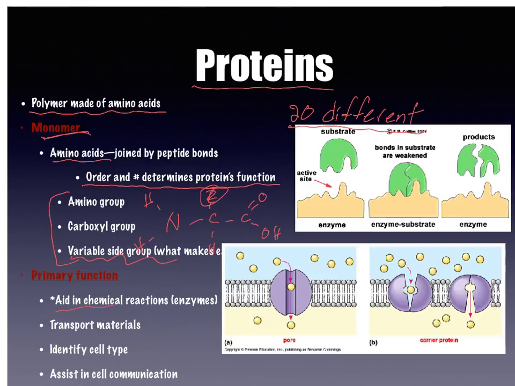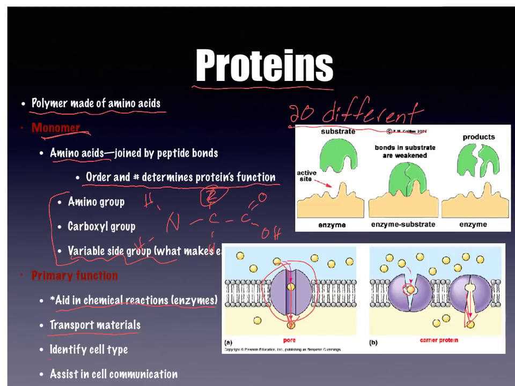The primary functions: these guys aid in chemical reactions because they can act as enzymes, biological molecules that lower activation energy for reactions, allow them to go at normal cell conditions, and allow them to go faster. They can also transport materials because they can act as cell membrane proteins. They could be a pore like this, just a hole through the cell membrane where certain materials can pass through, or a carrier protein where certain molecules will fit into it, and the protein will change shape, allowing it to pass into or out of the cell.